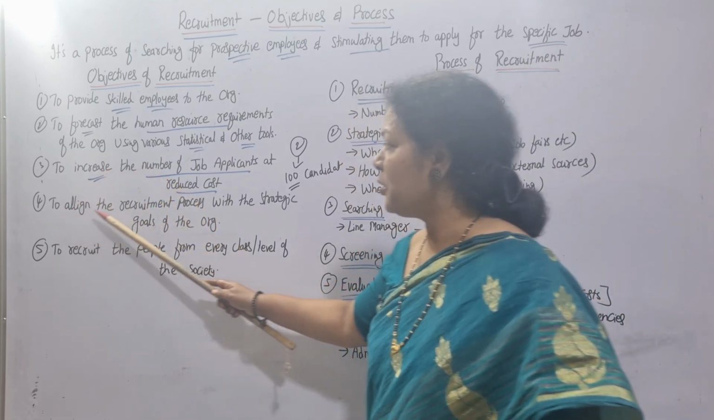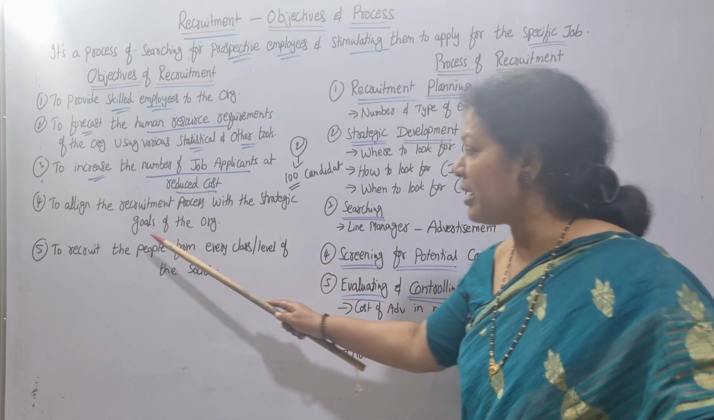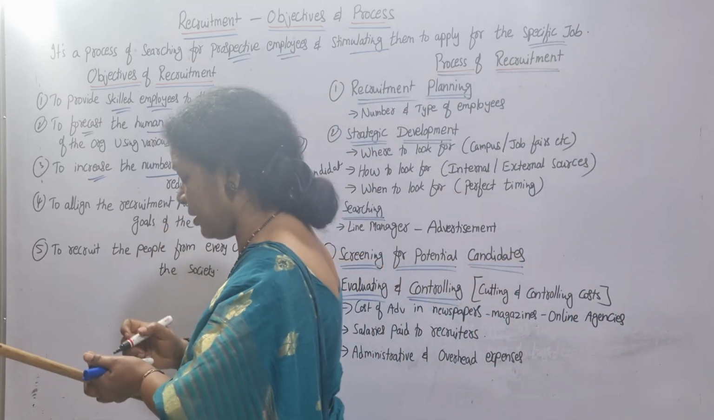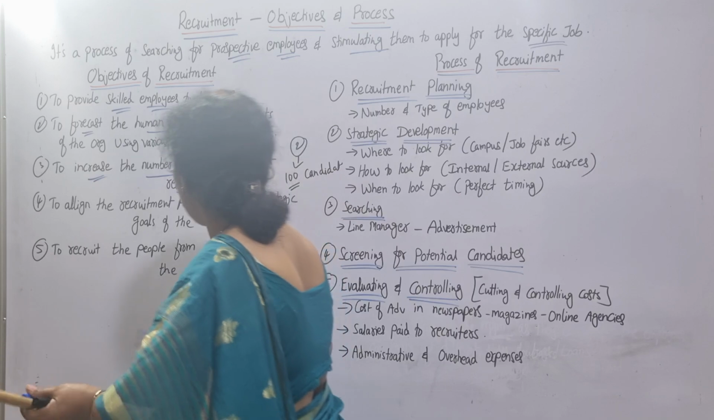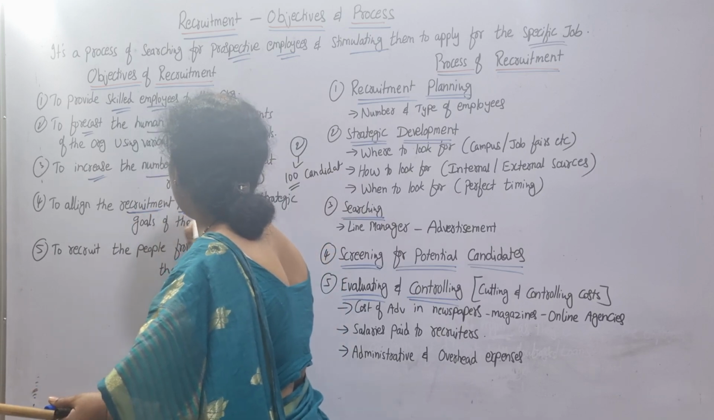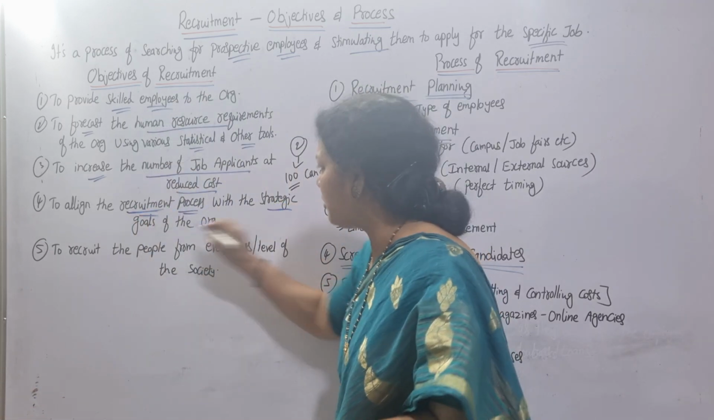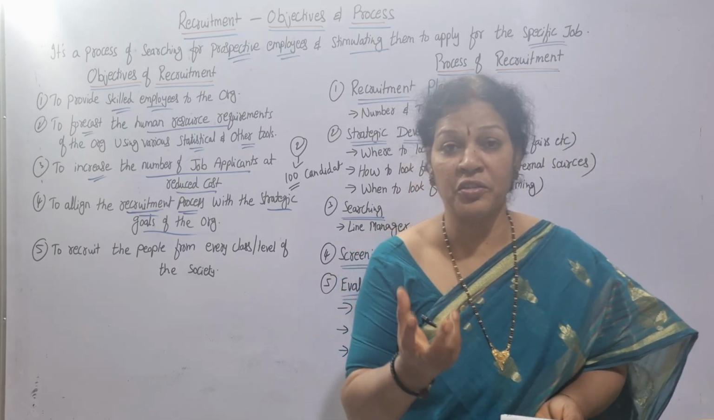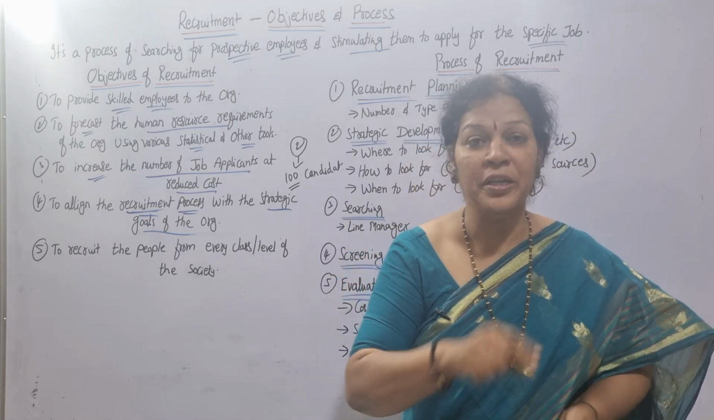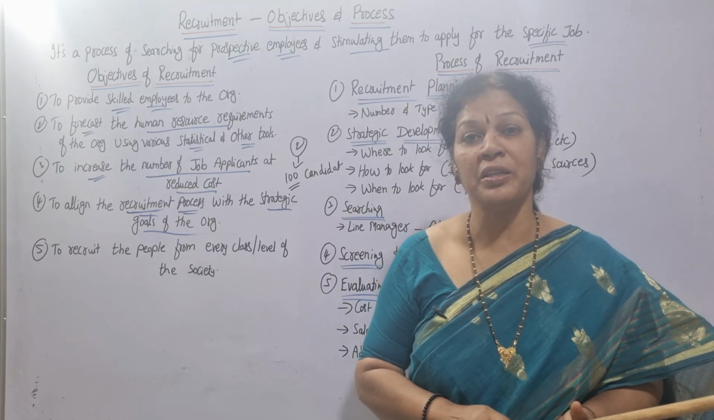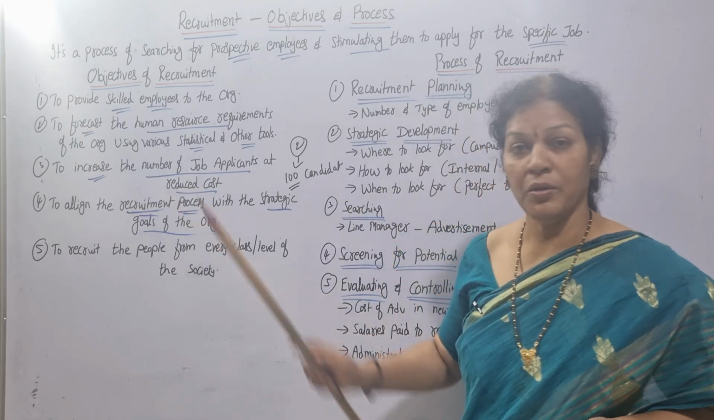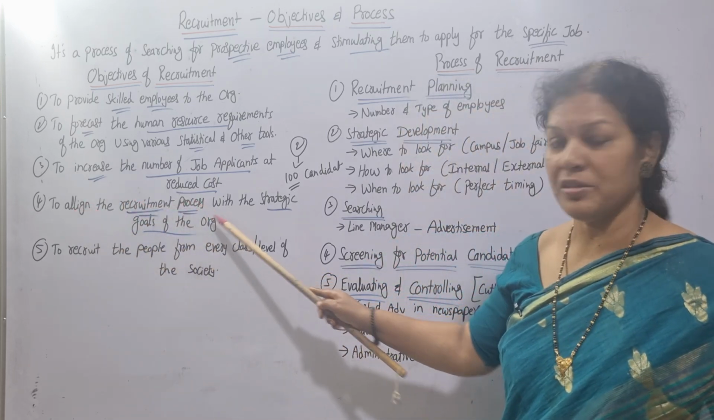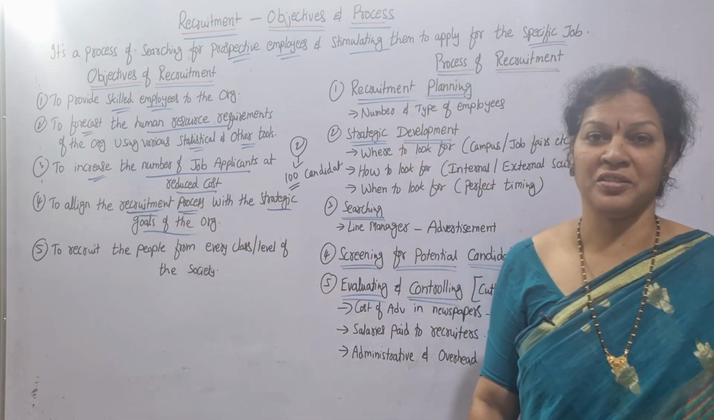Next objective is to align the recruitment process with the strategic goals of the organization. The recruitment process is very important. As per the strategic goals, what the organization is expecting should be met. According to that, we want to select the candidates. So this is the fourth objective: to align the recruitment process with the strategic goals of the organization.